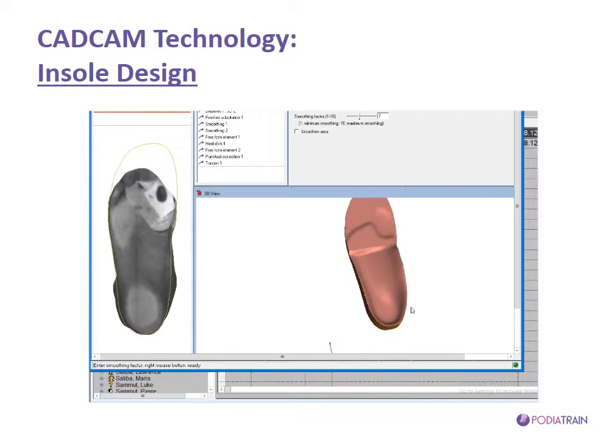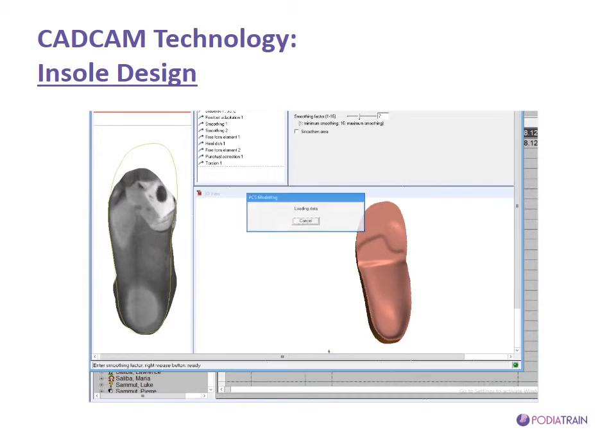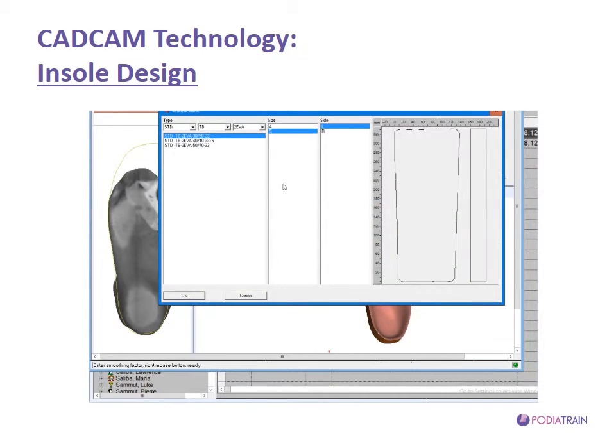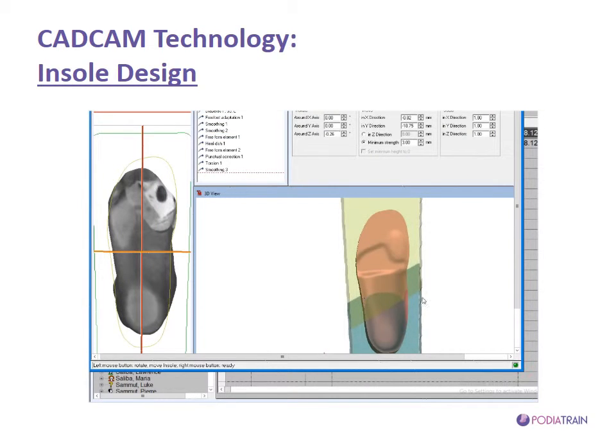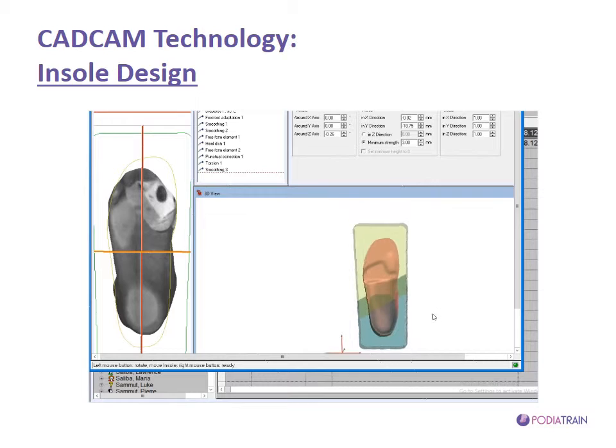So this will be the shape of our finished insole. I need to choose a suitable material from which it is going to be milled, and I'm going to use a dual density material, which is normally lower density in the front and higher density at the back. And this is the representation of the insole in our blank, in our milling machine.